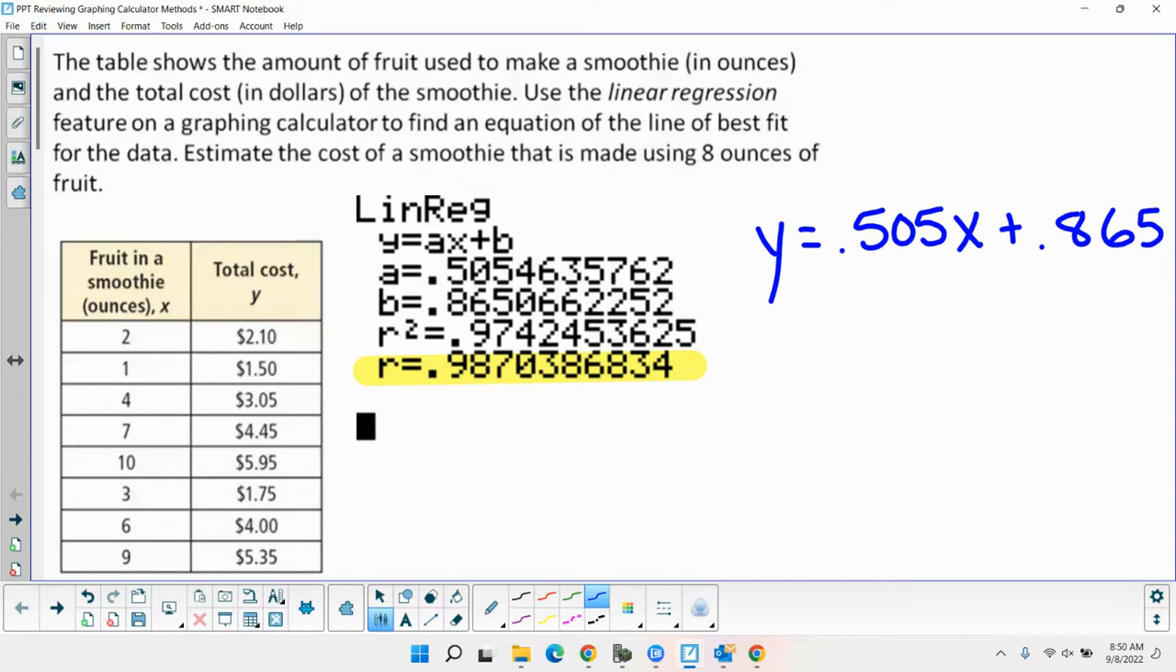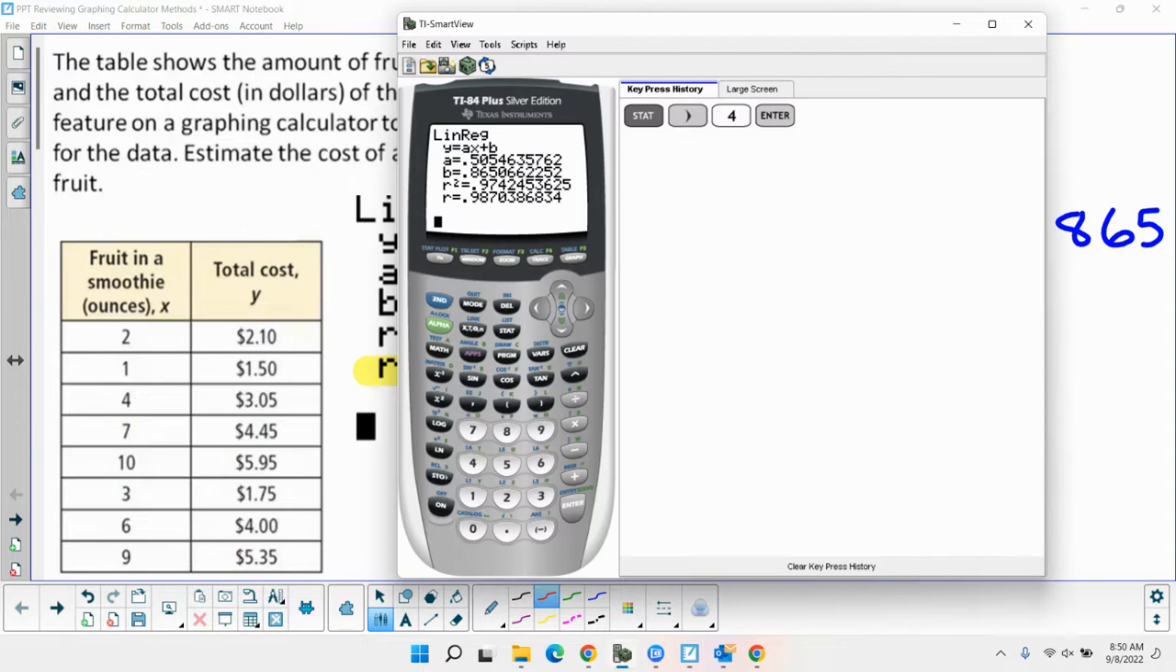So we found the equation of the line of best fit. Estimate the cost of a smoothie that's made using 8 ounces of fruit. So all I'm going to do is put 8 right there. Okay? You can just hit second quit, clear, and just punch that in.